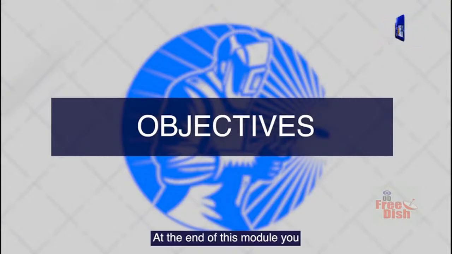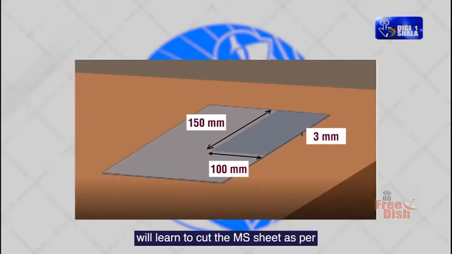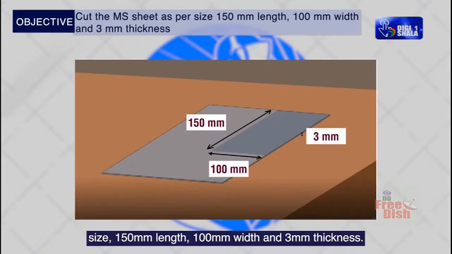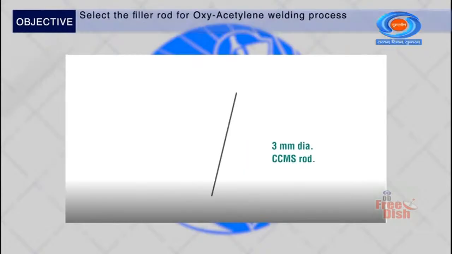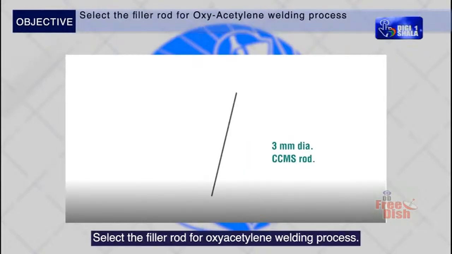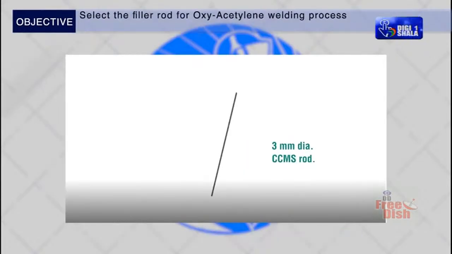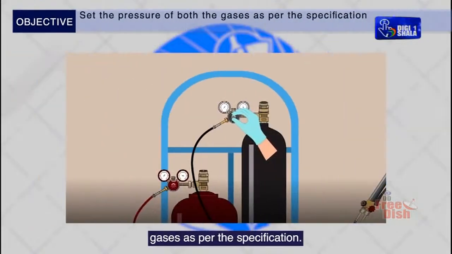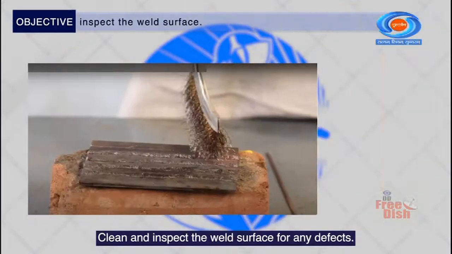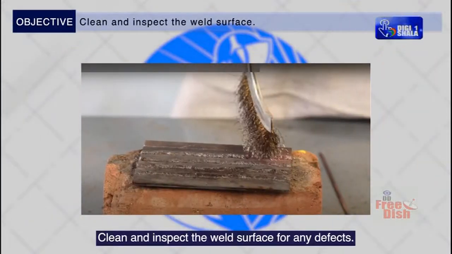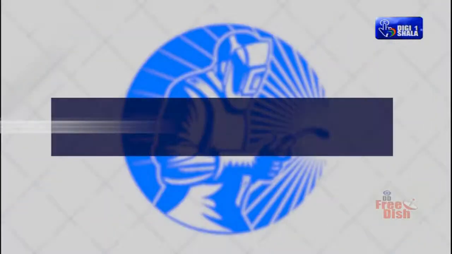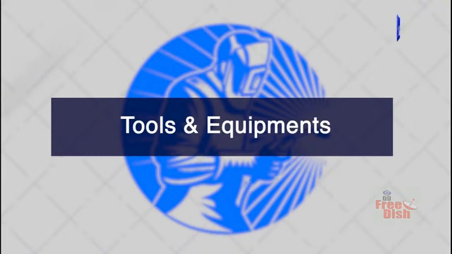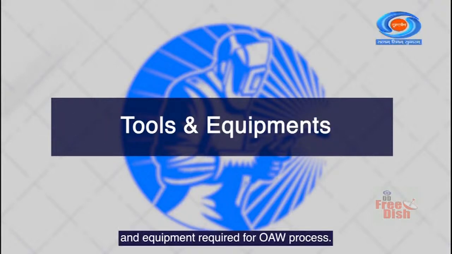At the end of this module, you will learn to cut the MS sheet as per size 150 mm length, 100 mm width and 3 mm thickness. Select the filler rod for oxyacetylene welding process. Set the pressure of both the gases as per the specification. Clean and inspect the weld surface for any defects. Now let us look at the tools and equipment required for OAW process.